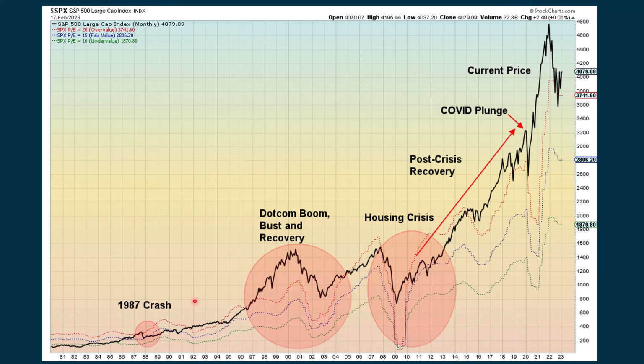Here's another chart just showing all the way back to 1980 how these different valuation levels have fared compared to what the S&P 500 has done. We had the 1987 crash, the dot-com boom and bust, the housing crisis, and then all of the things going through COVID up to the current time.